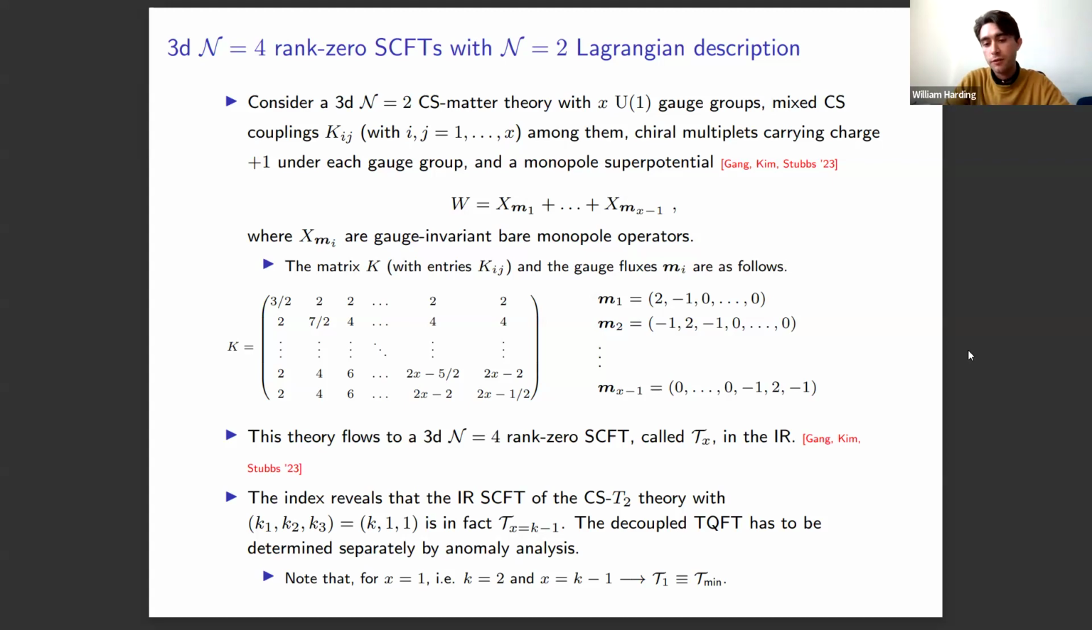However, the decoupled TQFT has to be determined by anomaly analysis separately, as I explained to you in the previous slide. And finally, also note that for X equal to 1, meaning K equal to 2, T1 corresponds to the minimal rank 0 N=4 SCFT.